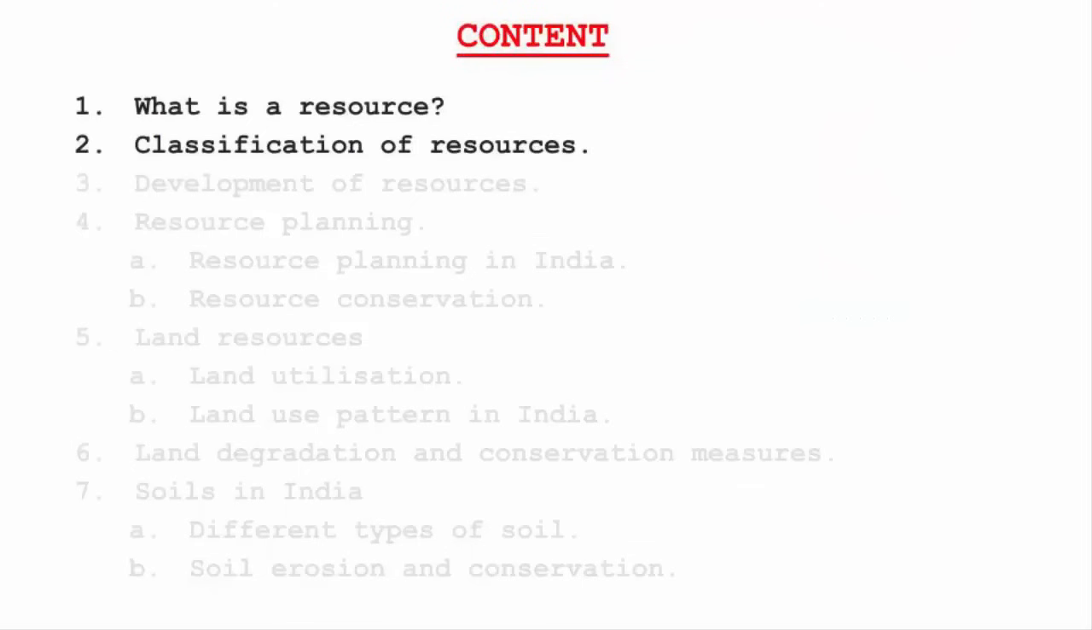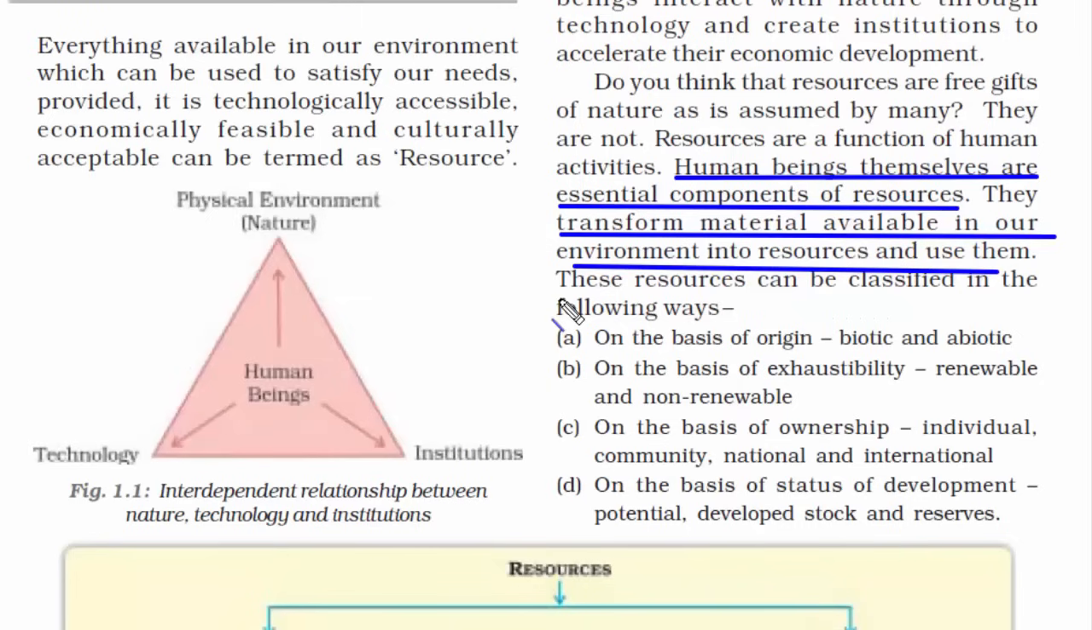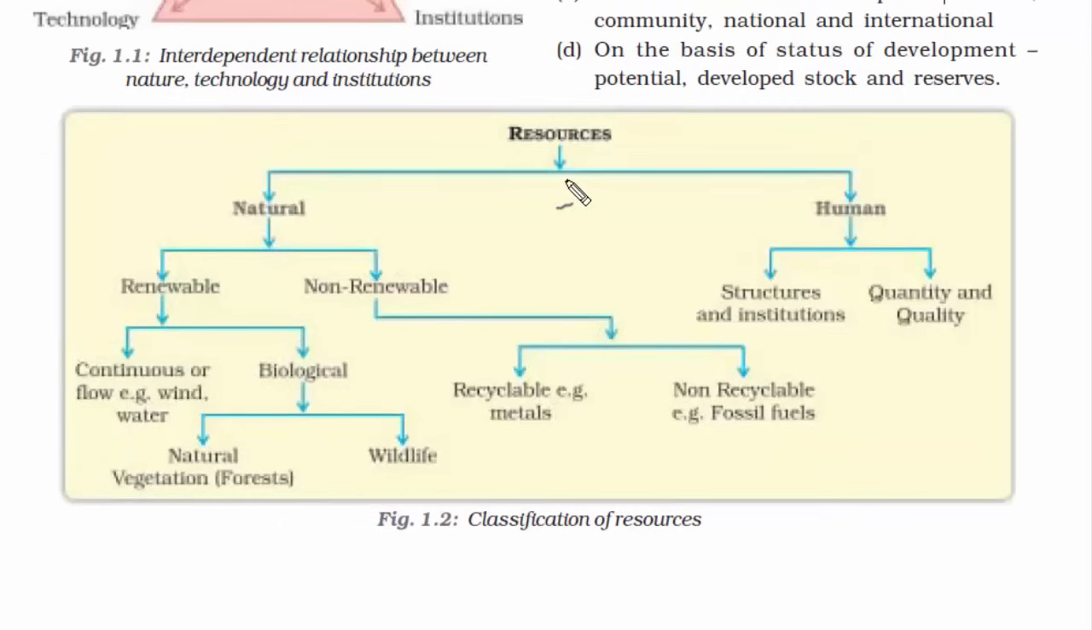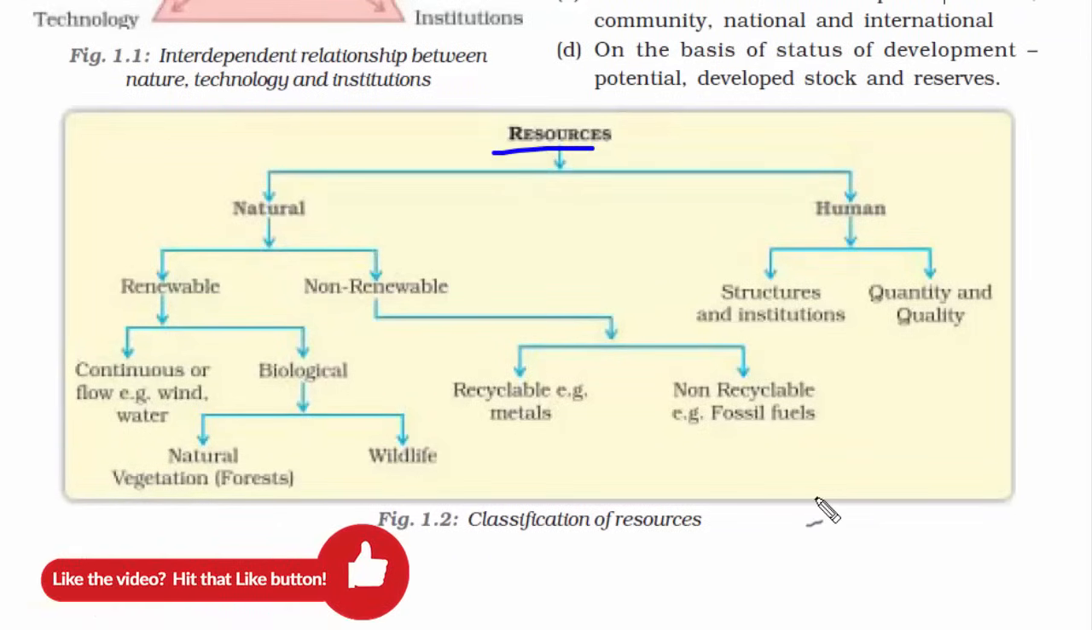Now let's read about the classification of resources. Now the resources can be classified in following ways. First is on the basis of origin. Then we have on the basis of exhaustibility, and third on the basis of ownership, and last on the basis of status of development. Don't worry, we are going to go in detail about each one of them. So let's quickly go through this small diagram over here where it talks about the classification of resources.